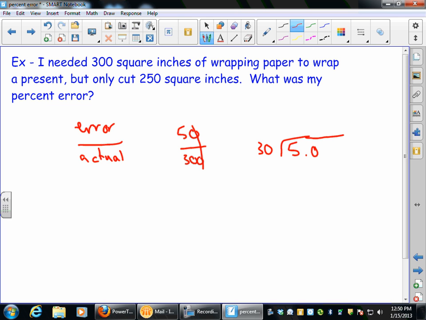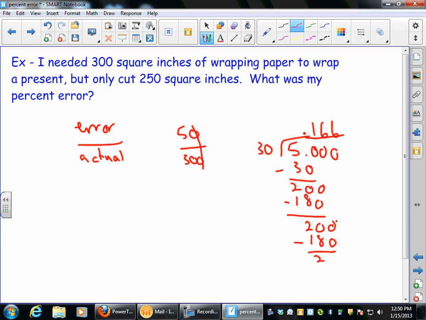Okay, I have to add a decimal. 30 goes in 50 once. Leaves me with 20. Bring down another 0. And that'll go in 6 times, which gives me 180. Leaves me with 20 again. This is going to be another 200, which means it's 6 again, 180 again, leaves me with 20 again, and I can see that's going to keep going, right? So it's equal to 0.166 repeating.